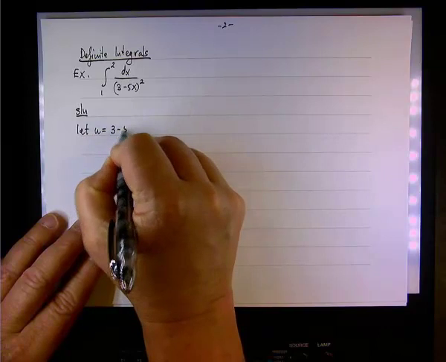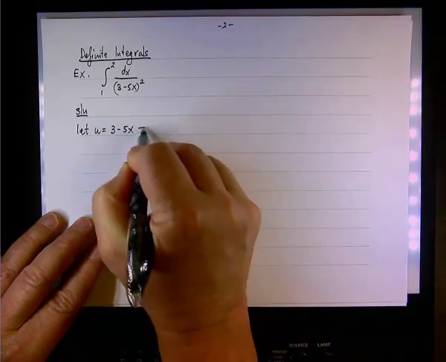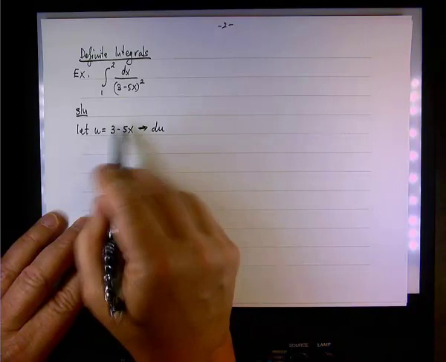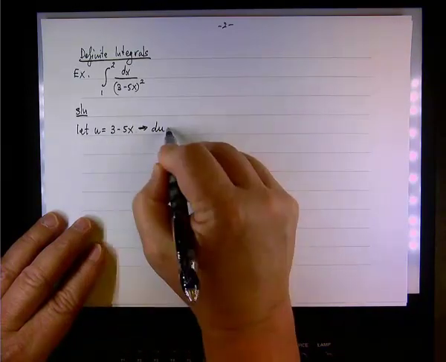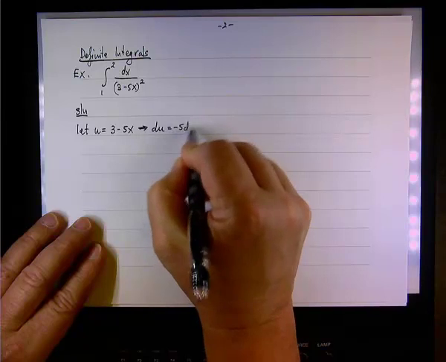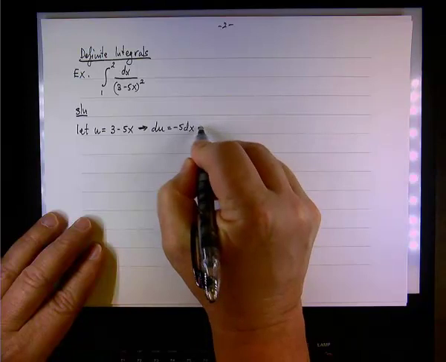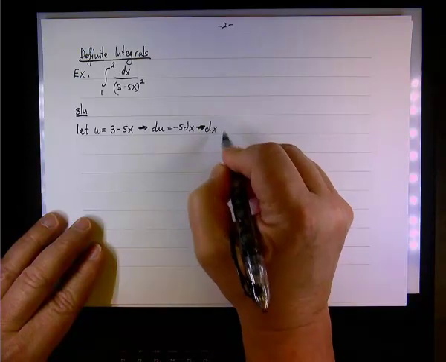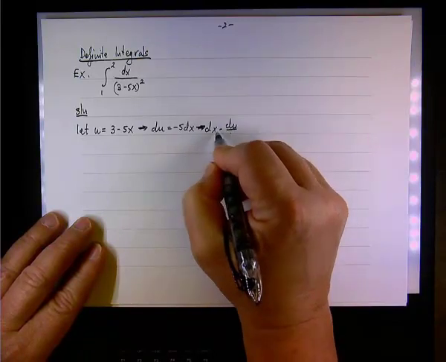Okay, so for the substitution, we let u equal 3 minus 5x squared, and now we're going to get the differential. The differential du will be u prime times dx. Well, u prime is negative 5x, so the differential du is negative 5x dx. And since we need to substitute for dx by itself, dx will be negative du over 5x.